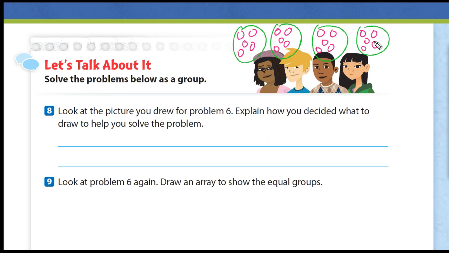Okay, because you could have done this, right? 1, 2, 3, 4. 4 rows with 5 each. Okay. Are both of these correct? Yes, I could do both of those to solve the problem. You did the array perfect. Yes, excellent. Awesome. Travis?